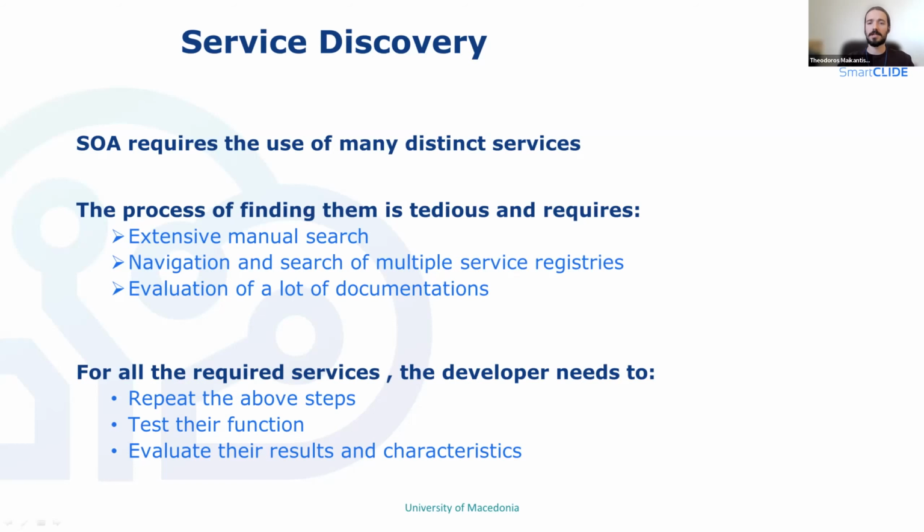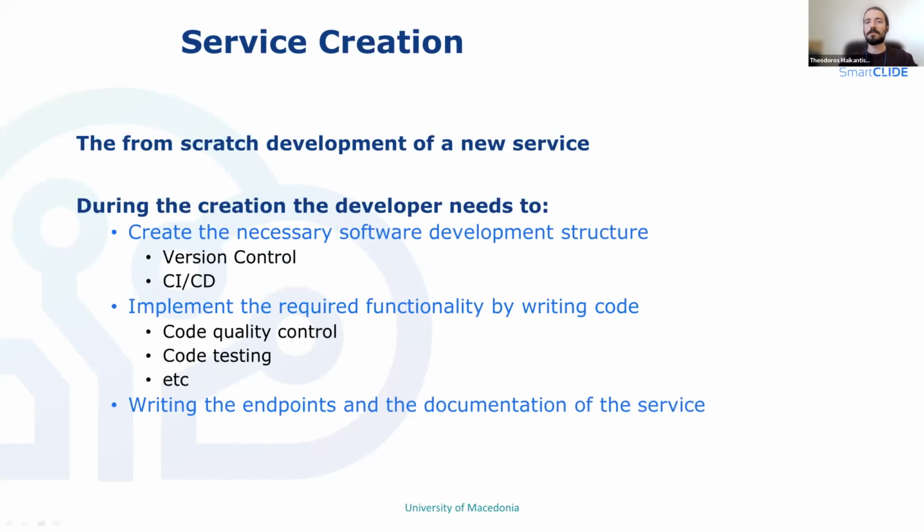The other method, as mentioned, is to create a new service. By creating a service, we mean the from-scratch code development. For the development, the user needs to interact and use many tools in order to create the necessary structure for software development. The structure may include version control, collaborative development, continuous integration and continuous delivery, and more. After creating the structure, the code writing process can begin, where a framework could be implemented, the quality of the code checked, the implementation tested, and so on.